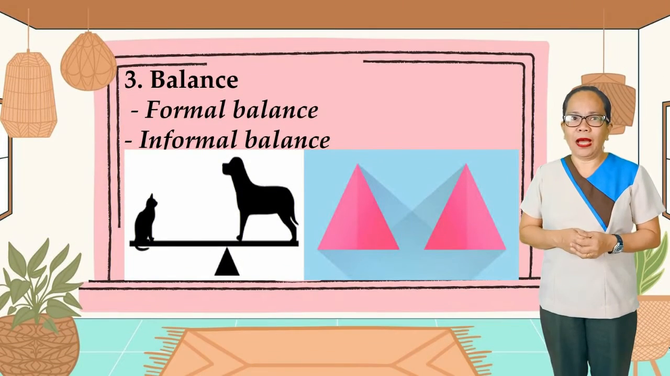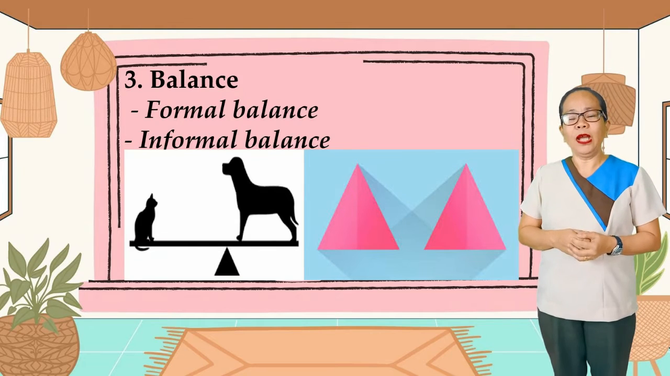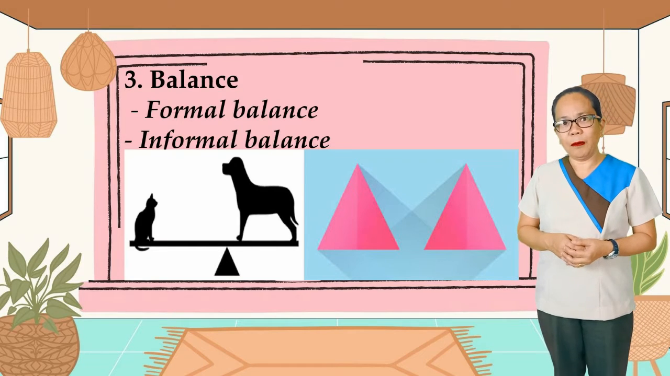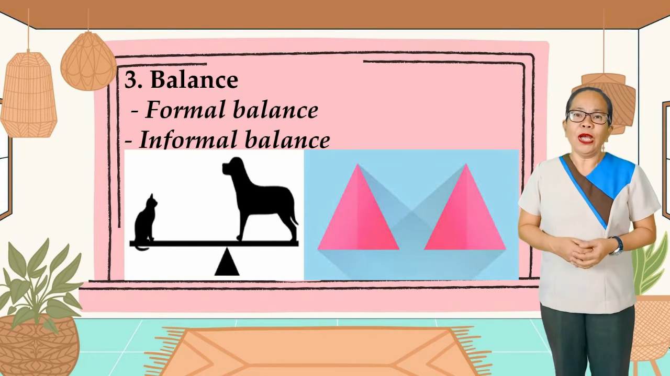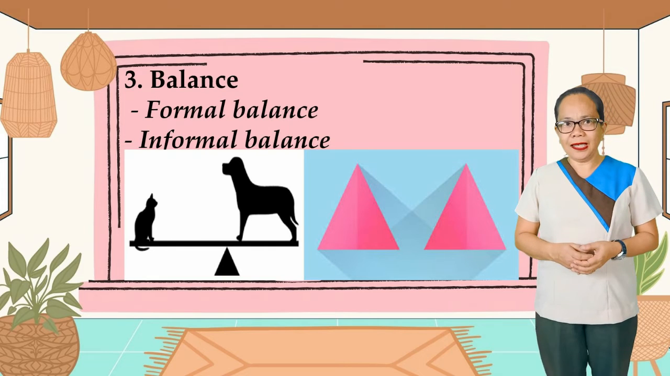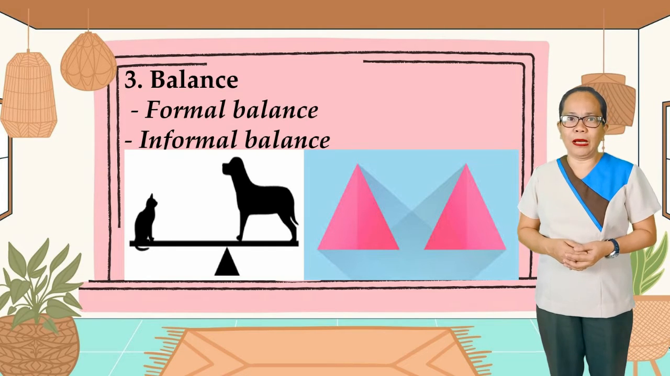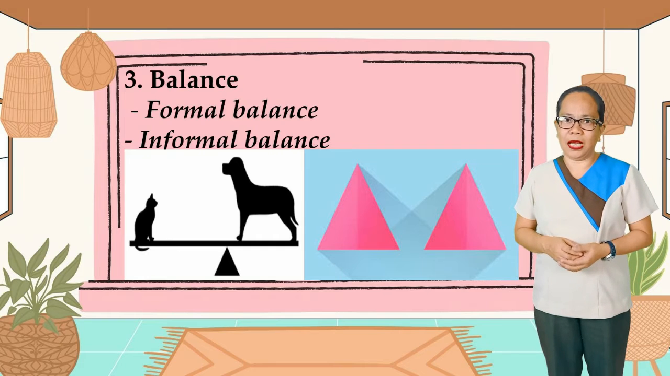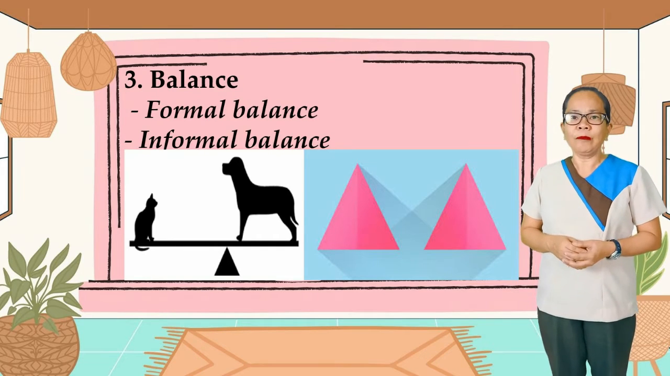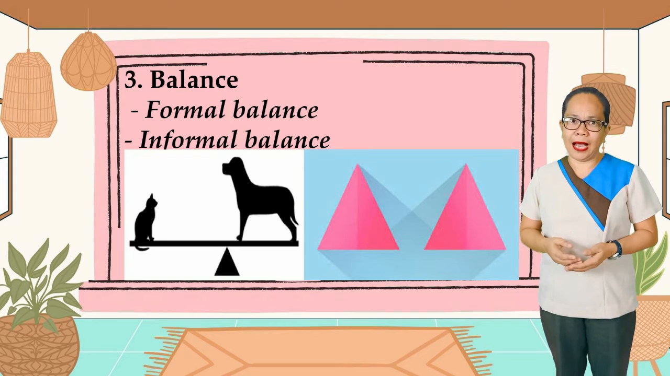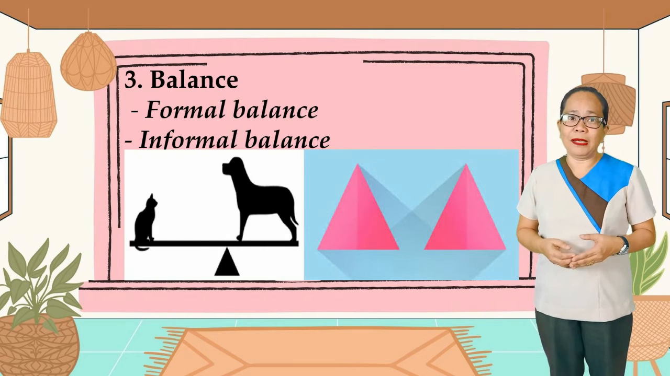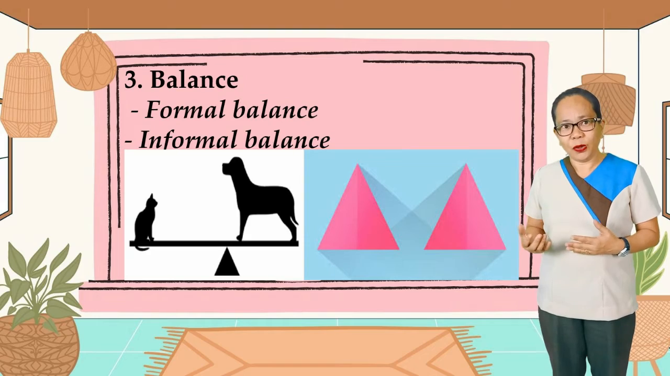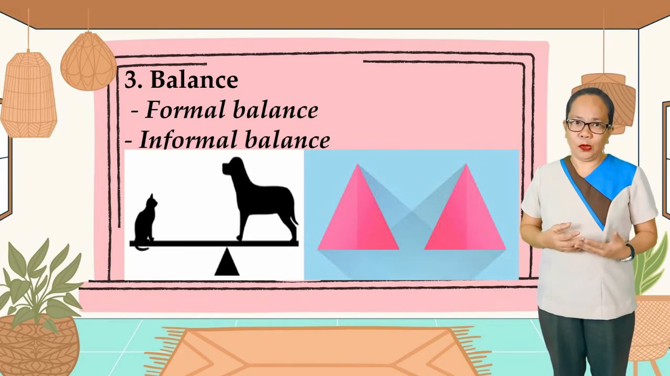Next, we have the balance. So, for balance, we have the two types. We have the formal and then the informal. So, you will notice that the triangle is considered as a formal balance. Why? It is because they look the same. While informal balance from the picture, hindi po sila magkaparehas. No? That's why it is called an informal. Why? Kasi mas malaki ang aso kesa sa pusa.